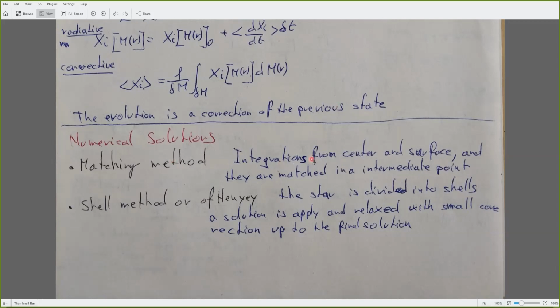Professor, yes? Could you show us an example of these two numerical solutions, how to match the isochrone? It doesn't have to be now, but at some point. A clear example.